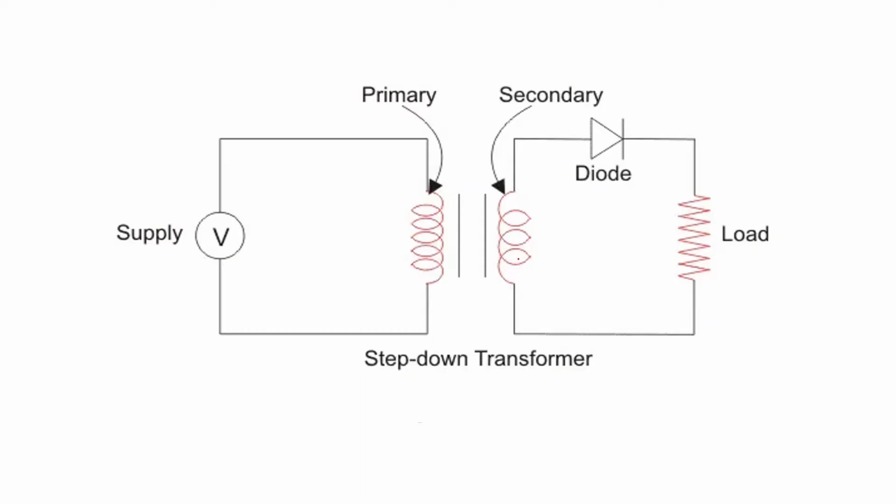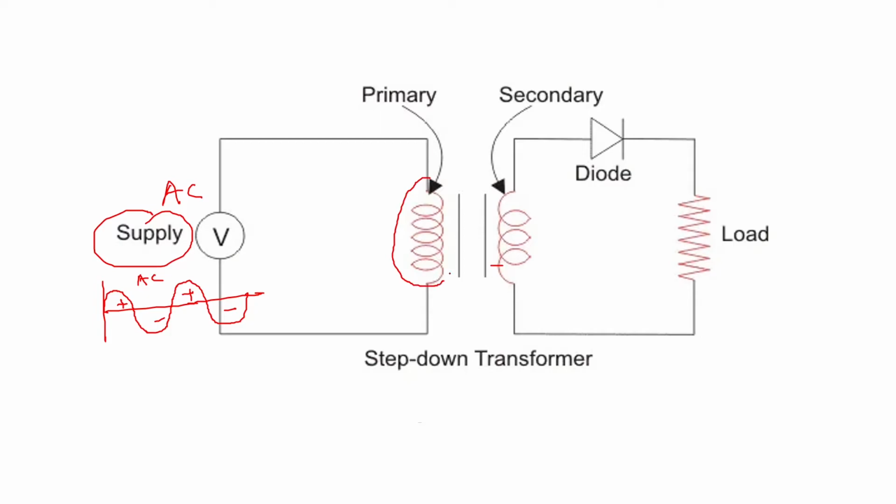Here you can see that there is a supply voltage V shown. This is your alternating quantity supply, whatever V is shown here, and then there is a transformer, and then there is a diode. So here you can see the supply voltage. This is your AC supply, an alternating quantity, which will look like this: positive half cycle, negative half cycle, positive half cycle, negative half cycle. Okay, positive, negative, positive, negative. This is your alternating current, and that will pass through the primary of the transformer here.